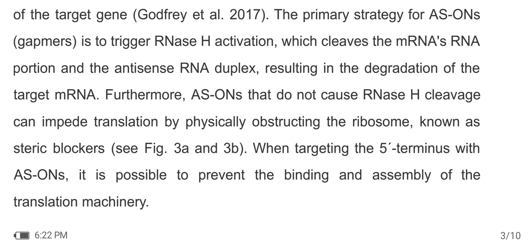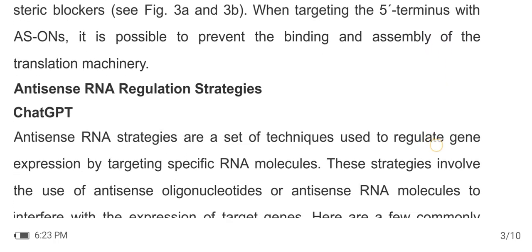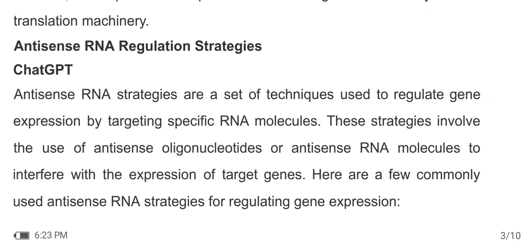The primary strategy for ASON gapmers is to trigger RNase H activation, which cleaves the mRNA's RNA portion in the antisense RNA duplex, resulting in the degradation of the target mRNA. Furthermore, ASONs that do not cause RNase H cleavage can impede translation by physically obstructing the ribosome, known as steric blockers. When targeting a 5' terminus with ASONs, it is possible to prevent the binding and assembly of the translation machinery.